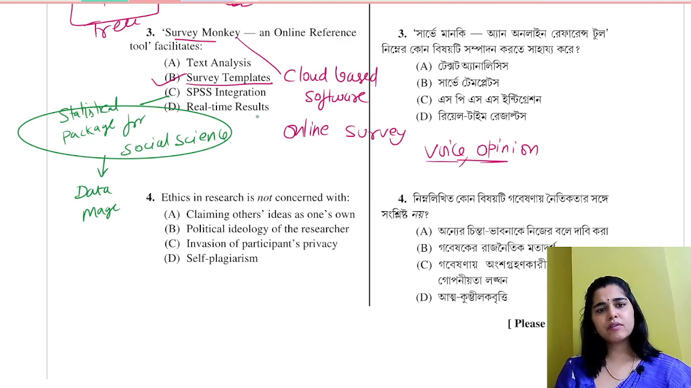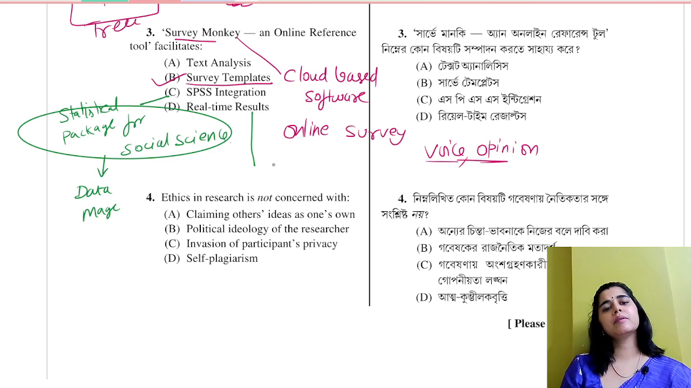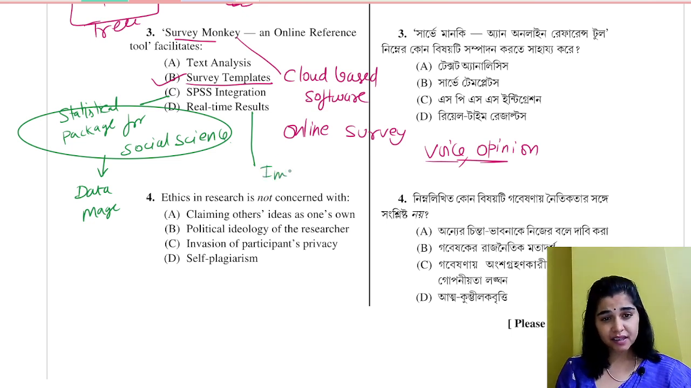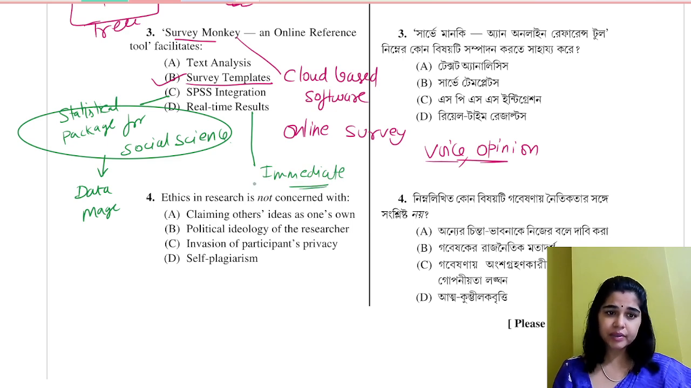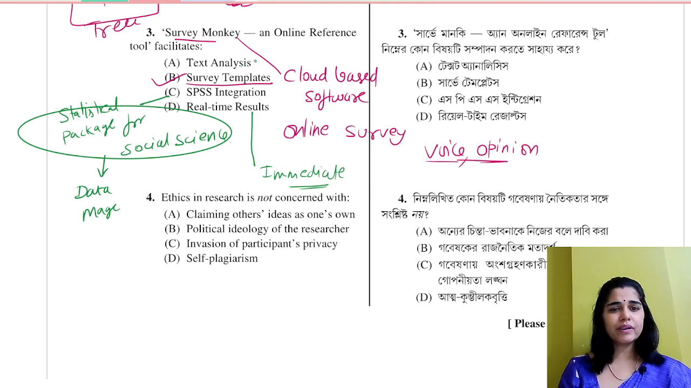So, and then what is this? Real time, something which is immediate, some result coming, something like that. And text analysis is what? Simply analysis of text.